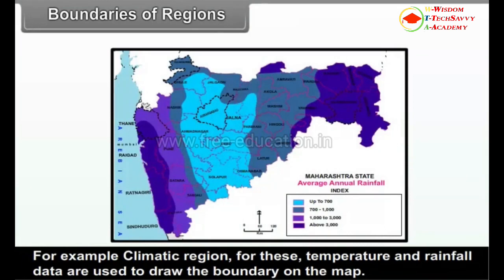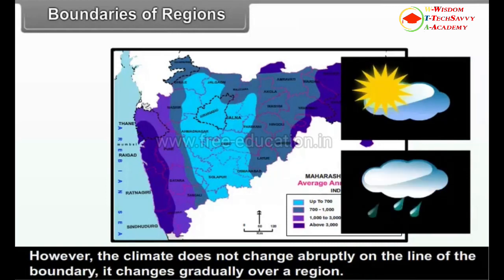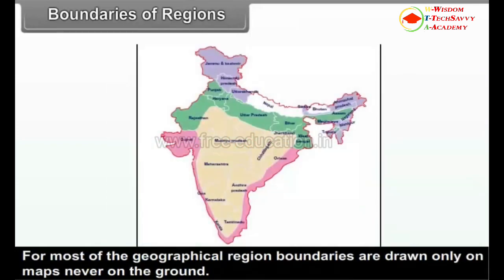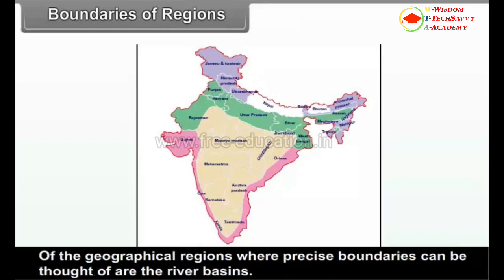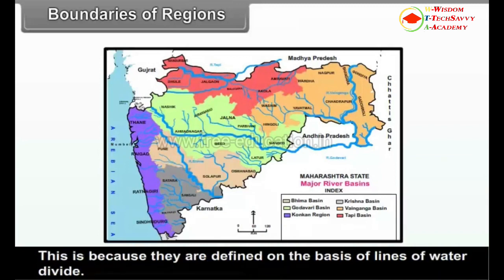For example, climatic regions. For these, temperature and rainfall data are used to draw the boundary on the map. However, the climate does not change abruptly on the line of the boundary. It changes gradually over a region. For most of the geographical regions, boundaries are drawn only on maps, never on the ground. Of the geographical regions where precise boundaries can be thought of are the river basins. This is because they are defined on the basis of lines of water divide.